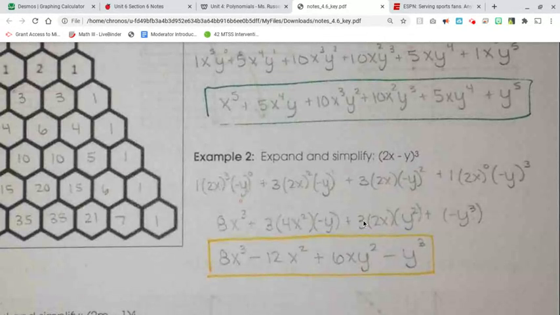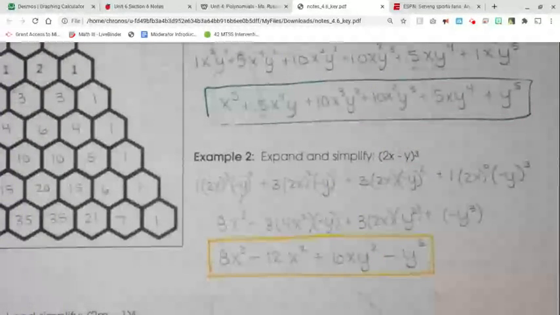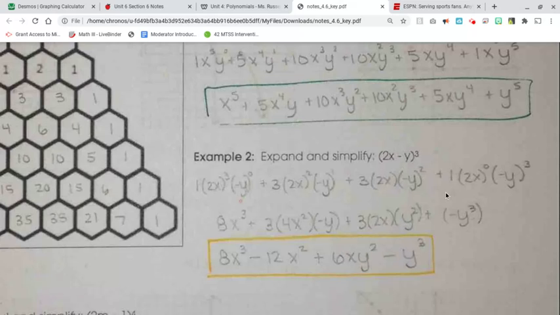So then we're going to go to the next one. That's 2x. Negative y to the 2nd. So negative y times negative y is just going to be y squared. If you take a negative y times a negative y, a negative times a negative is a positive. So that's y squared. And then at the end, remember anything to the 0 power goes away. So you just have negative y to the 3rd power over here.